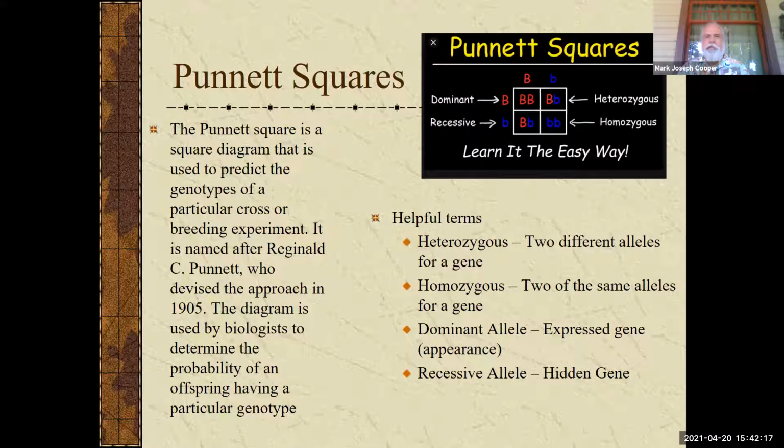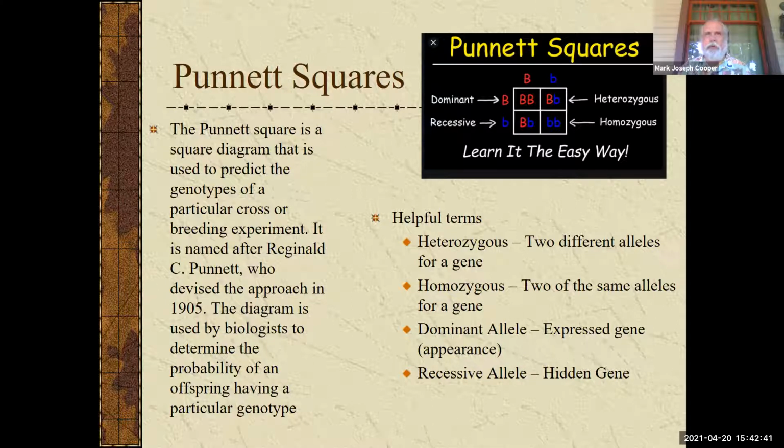All right, for the second one, we're going to talk about Punnett squares. This is a visual way of trying to figure out how things are related to each other and the possibilities of having a certain type of child and what those characteristics would look like. And so what we're going to do is look at Punnett squares.